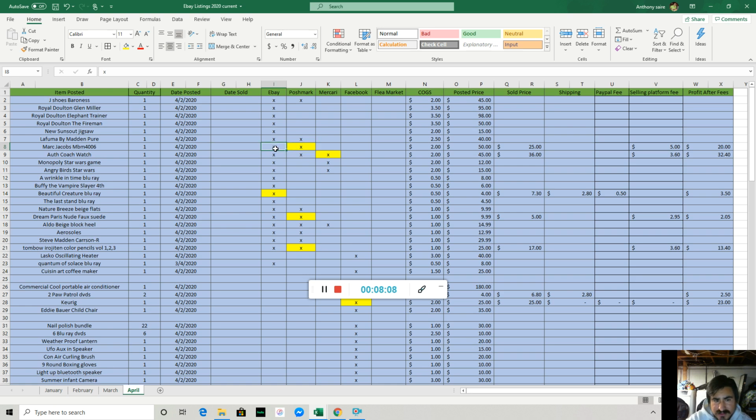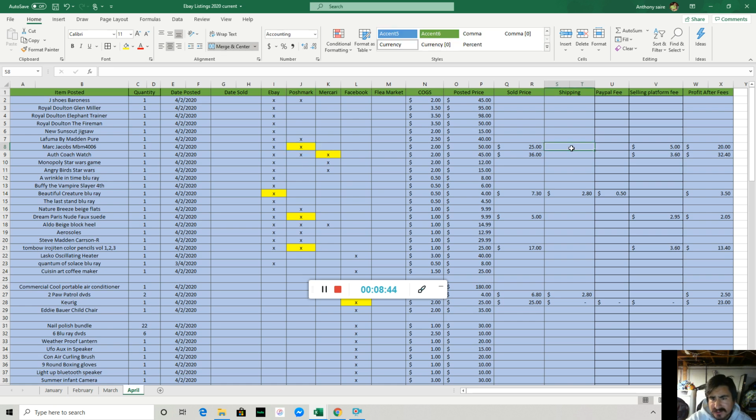So what I do if I sell something on a specific platform, as you can see, the X is where I've actually listed this. So an Authentic Coach watch, I listed it on eBay, Poshmark, Mercari, and the Marc Jacobs only on eBay and Poshmark. I didn't actually put it in Mercari. So if I sold it on a specific platform, I highlight it because I'm going to later put that in as a transaction, and when I go to my next spreadsheet, you understand. So I sold it for 25, listed it for 50. Oh, alarm. Listed it for 50, sold it for 25.